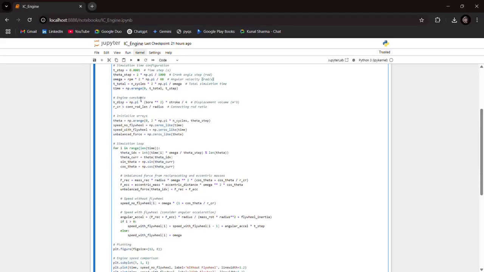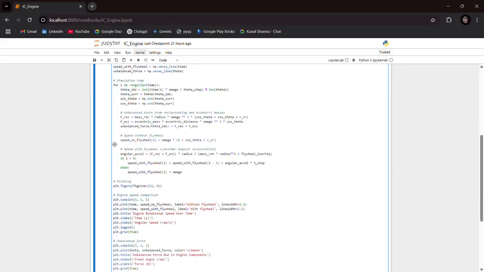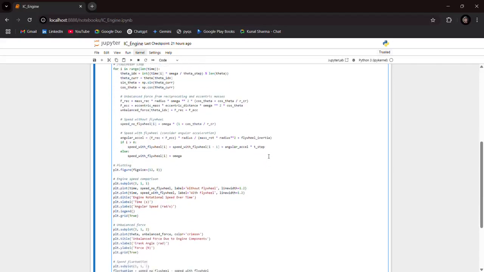After that, engine constants are defined and arrays are initialized to store the values of theta, speed when there is no flywheel, speed when there is flywheel, and the unbalanced forces. So in the simulation loop, for every i, we will calculate the unbalanced forces from reciprocating and eccentric masses. Then we will calculate the speed without flywheel, and then we will calculate the speed with the flywheel induced.